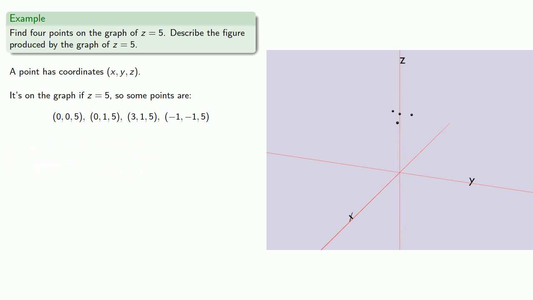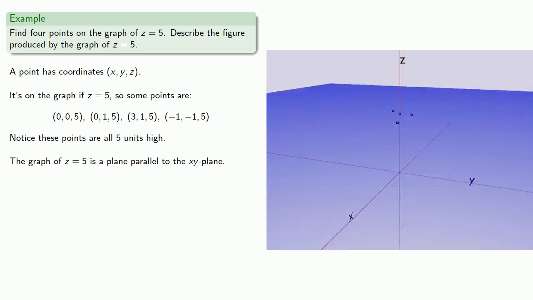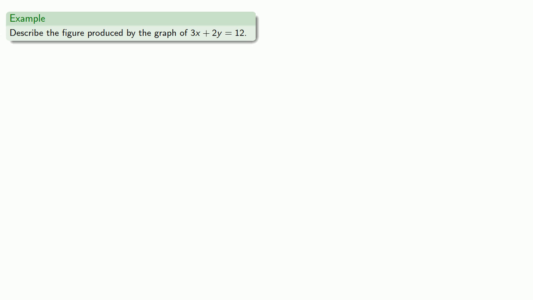The thing to notice here is that no matter where we go along the x or y axis, we always end up by going upward by 5 units. And so notice that these points are all 5 units high, and that suggests that the graph of z equals 5 is a plane parallel to the xy plane. Let's try a more complicated graph.